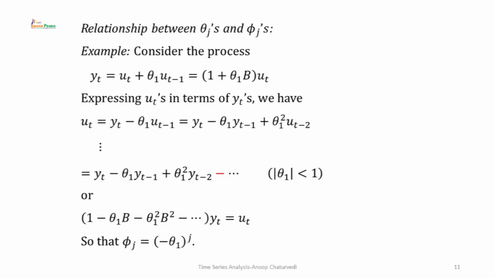But then you have to impose one condition, mod of theta 1 is less than 1. Otherwise the value of this term keeps on increasing as you proceed further. So, we impose the condition that mod of theta 1 is less than 1, or you can write it as 1 minus theta 1 B minus theta 1 B square minus ... y t is equal to u t. So, in this case phi j is equal to minus theta 1 to the power j.